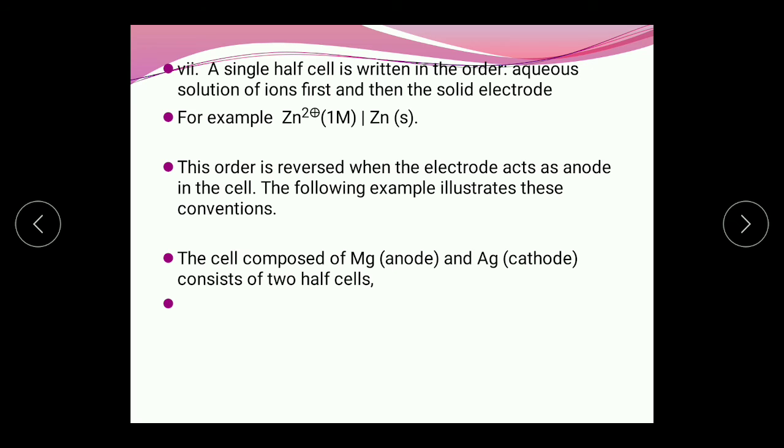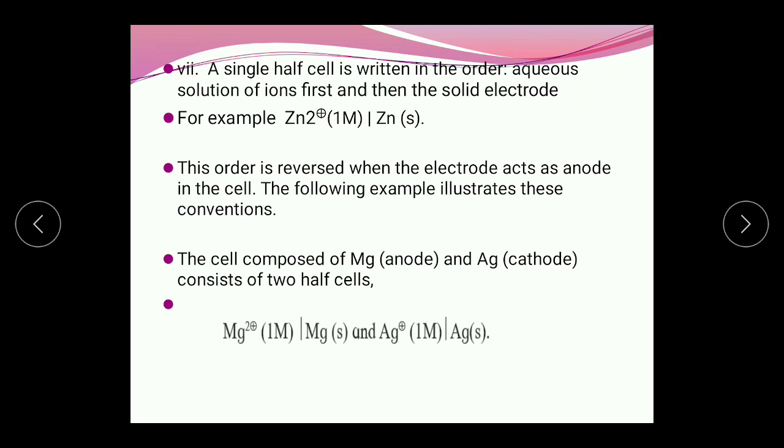At cathode there is Ag. To write cathode, we have to use this type of convention: first the ions, then a vertical line, then solid. So for Ag, we will write Ag plus, single vertical line, Ag. Thus, by using magnesium and silver, we can write the conventions like this. Just we have to connect them by using double vertical line to write the complete cell formula.